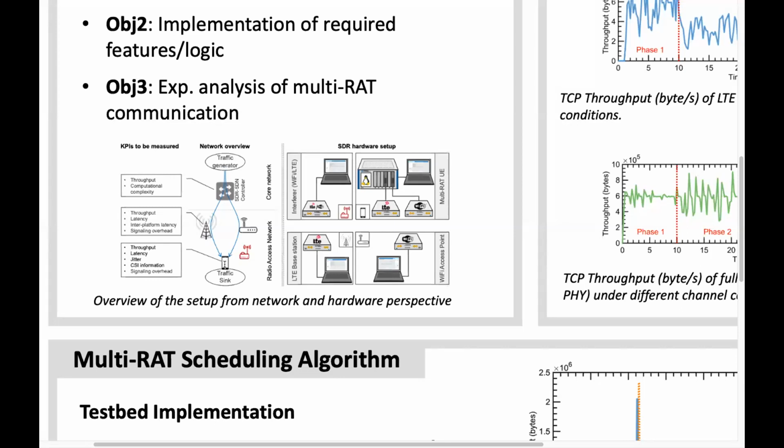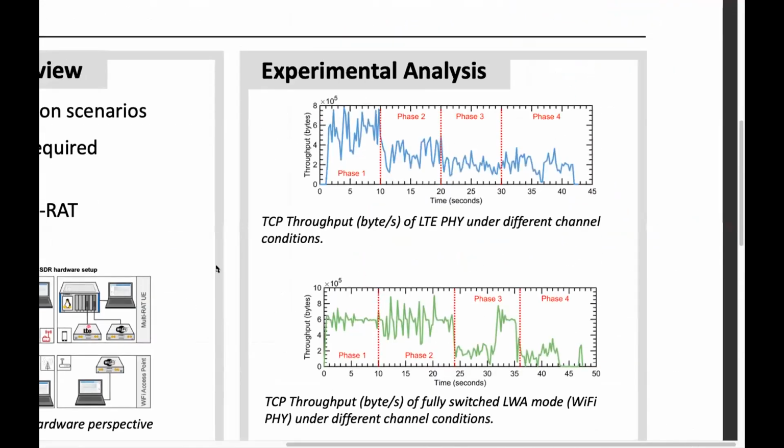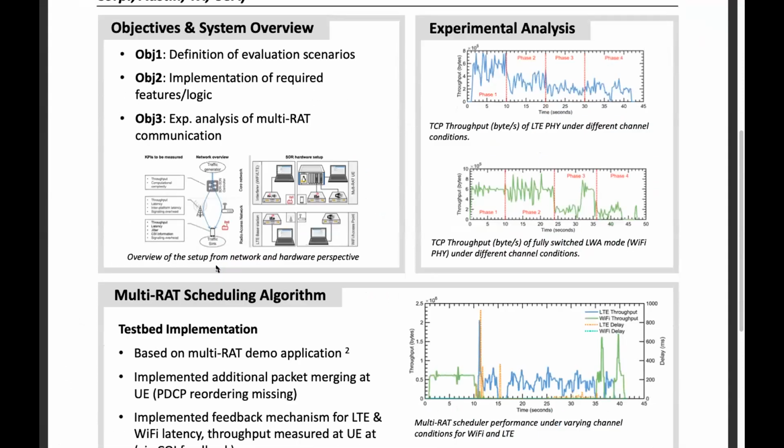And there are two different protocols that can handle that in that testbed, which were LWA and LWIP. The difference between those two is just that they operate on a different layer of the network stack. So what we did was, you can see on the right side here, the experimental analysis. We defined a couple of evaluation scenarios, like I said, and we wanted to see how the different links behave to an interferer, and you can see here an interferer.